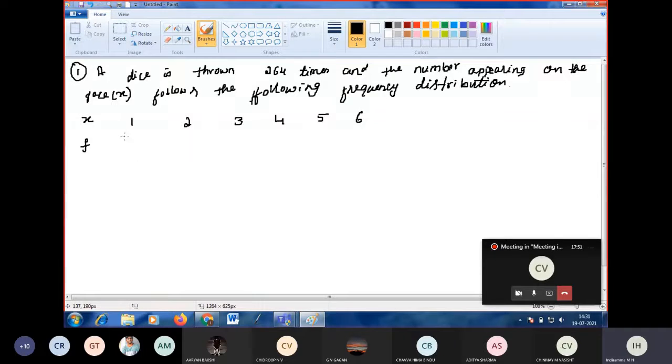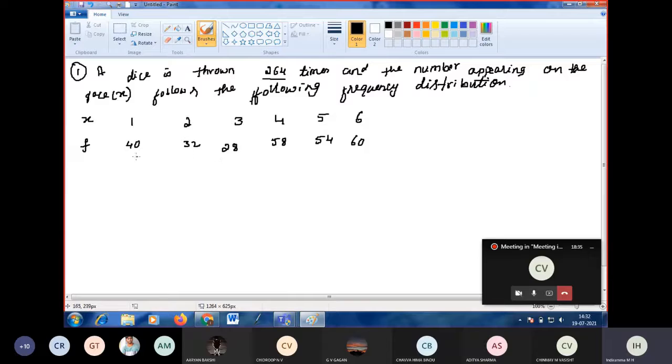Frequency means how many times we are throwing the die? 264. Out of 264 times, how many times are we getting 1 on the face? 40 times, it is given in the question itself. We are getting 2 on the face 32 times, 3 on the face 28 times, 4 on the face 58 times, 5 on the face 54 times, and 6 on the face 60 times.